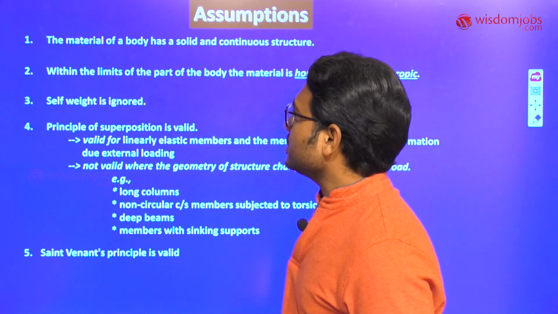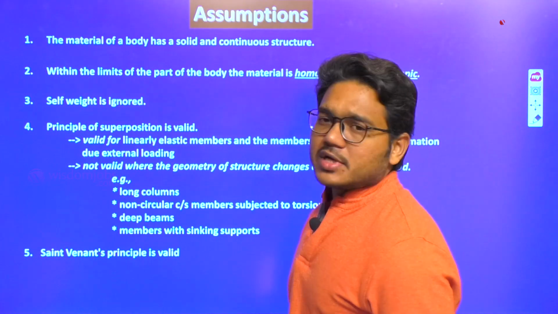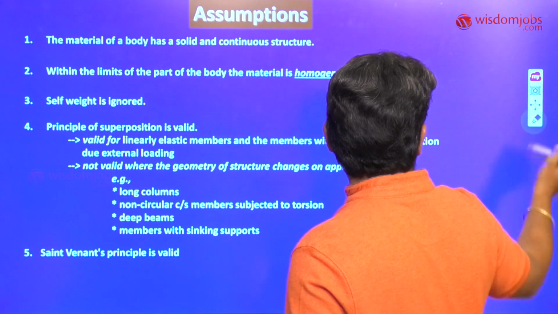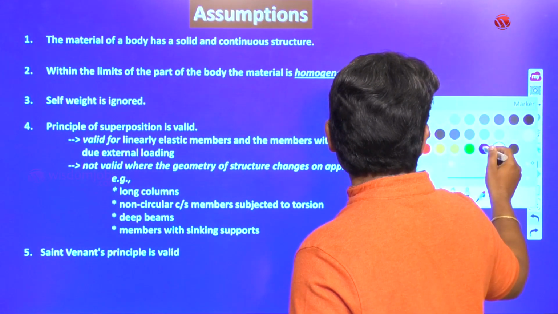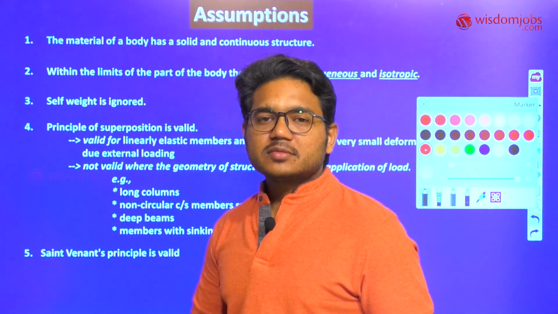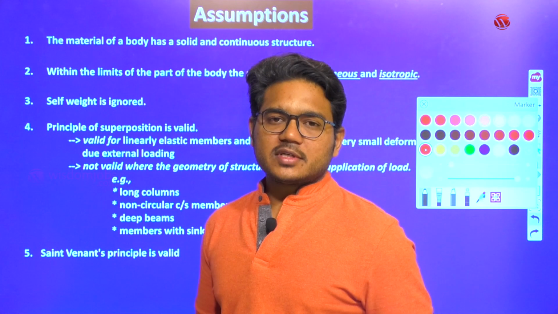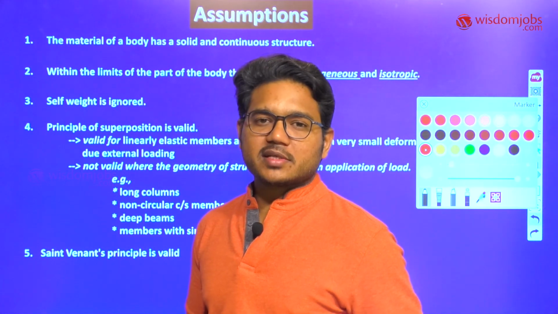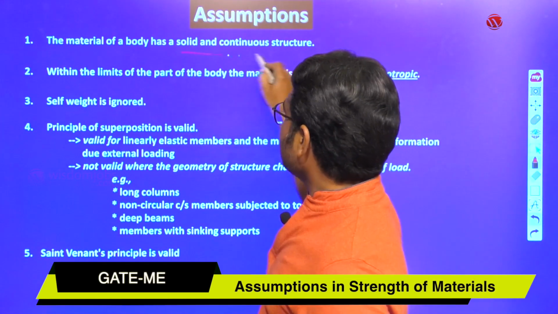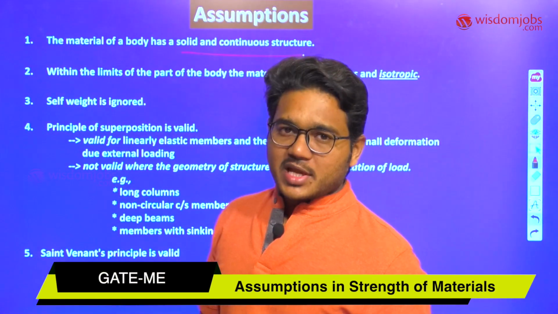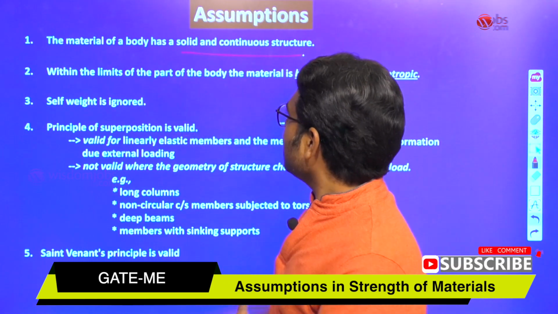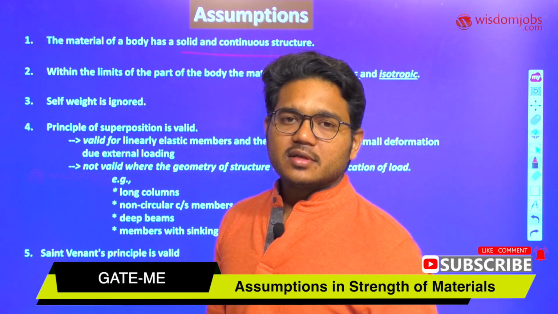The first assumption would be that the material of a body has a solid and continuous structure. So what do you mean by that? We know mechanics is divided into various types, for example quantum mechanics and continuum mechanics. This particular subject is based on continuum mechanics. So it is obvious that a solid and continuous structure we need to consider.